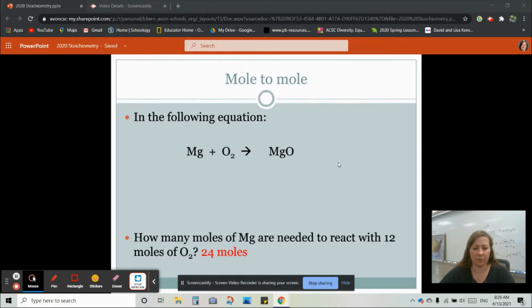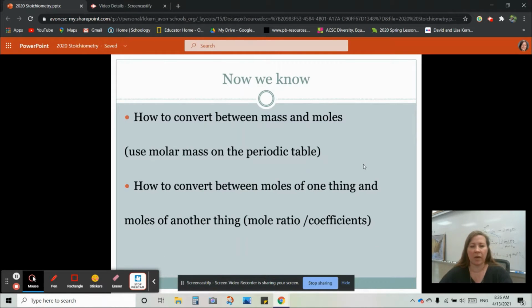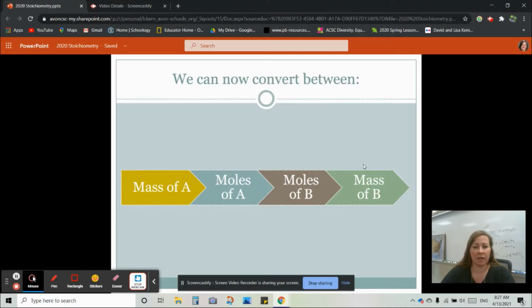Okay, so now we know how to convert between mass and moles. Remember, if you're going between mass and moles or grams and moles, you use the molar mass on the periodic table. We know how to convert between moles of one thing and moles of another thing using those mole ratios or our coefficients from our balanced equation. And so now we can convert all of this. We can go from mass of one substance, substance A, to moles of that substance, to moles of a different substance, to mass of that substance.